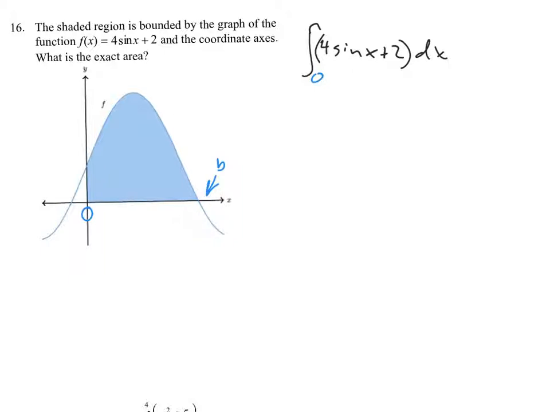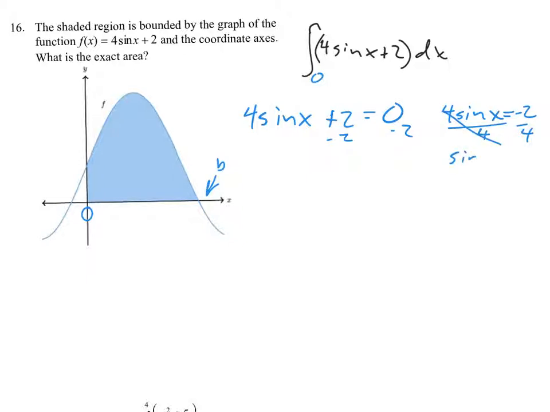So we're going to do a little bit of side work. We're going to say 4 sine x plus 2 equals 0. Subtract 2. We'll get 4 sine x equals negative 2. Divide by 4, divide by 4. So when does sine x equal negative 1/2?